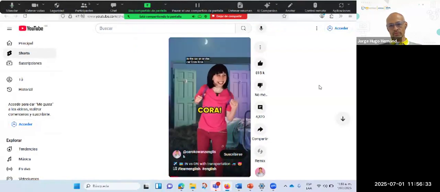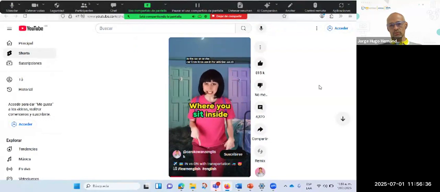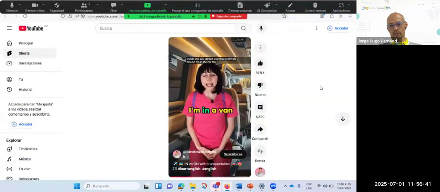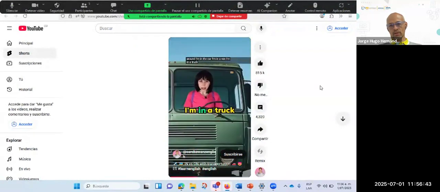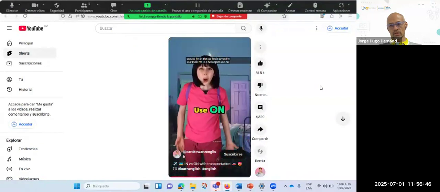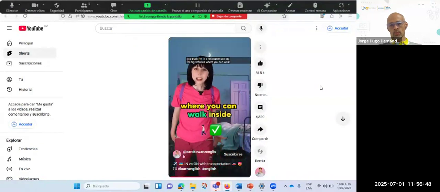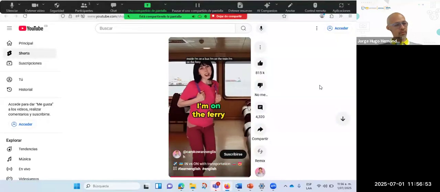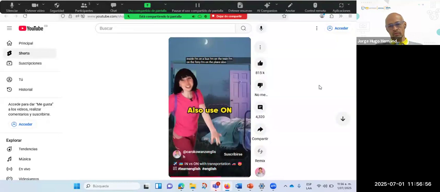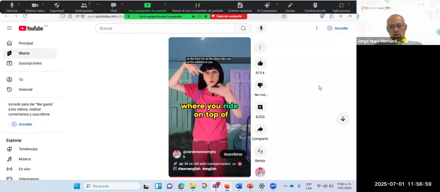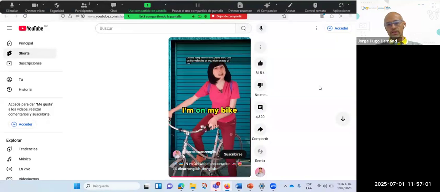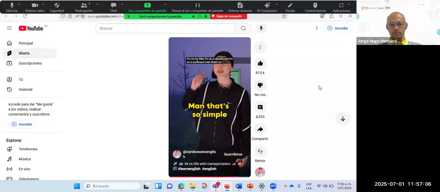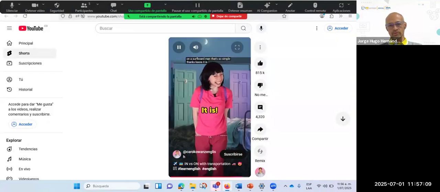Dora? Cora. Use in for vehicles where you sit inside and you cannot stand up and walk around. I'm in the car. I'm in a van. I'm in a truck. I'm in a helicopter. Use on for big vehicles where you can walk inside. I'm on a bus. I'm on the train. I'm on the ferry. I'm on the plane. Also use on for vehicles where you ride on top of. I'm on my bike. I'm on a skateboard. I'm on a surfboard. Man, that's so simple. Thanks, Cora. It is. Goodbye, friends.